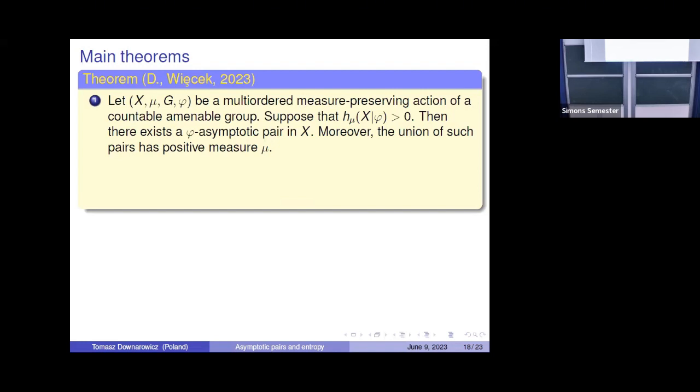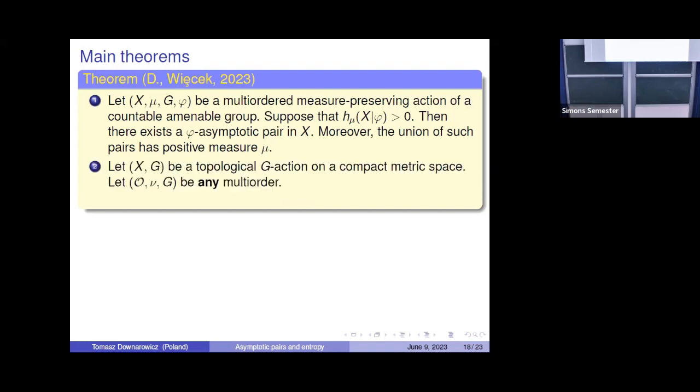It's not enough that the system has positive entropy. If your multi-order also has the same entropy, then there is no such thing. But if the relative entropy is positive, then there exists a phi-asymptotic pair in X. That means a pair of points which factor to the same order, and along this order they behave like an asymptotic pair. Moreover, the union of such pairs has positive measure. Maybe it even has measure 1. We haven't tried. There must be some ergodicity argument, I presume. But so far we only know that it has positive measure.